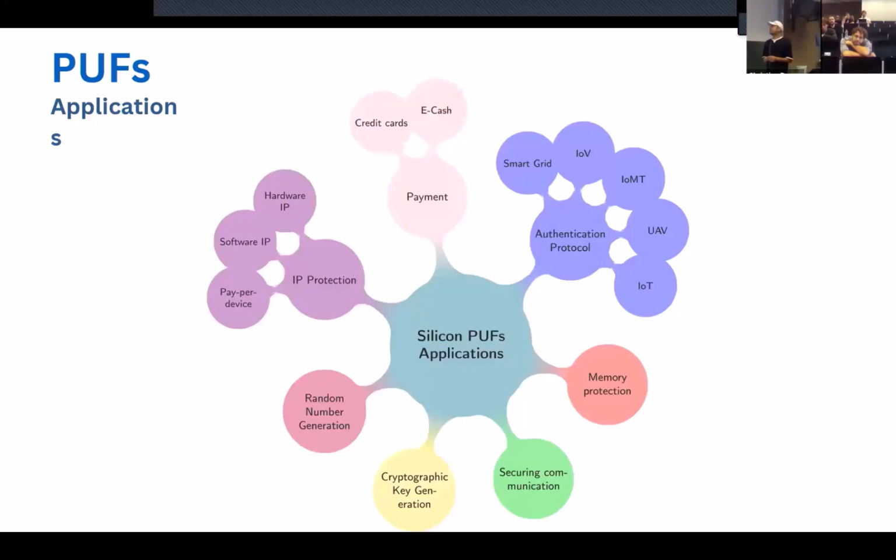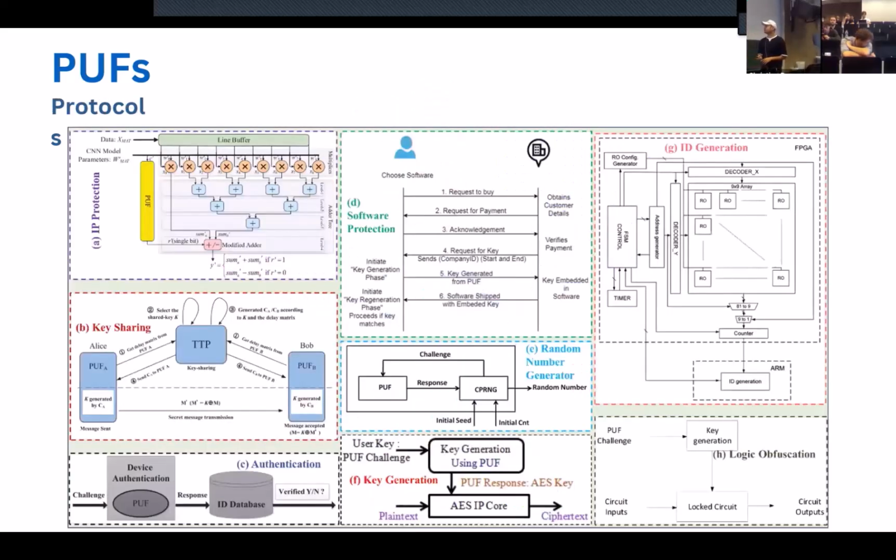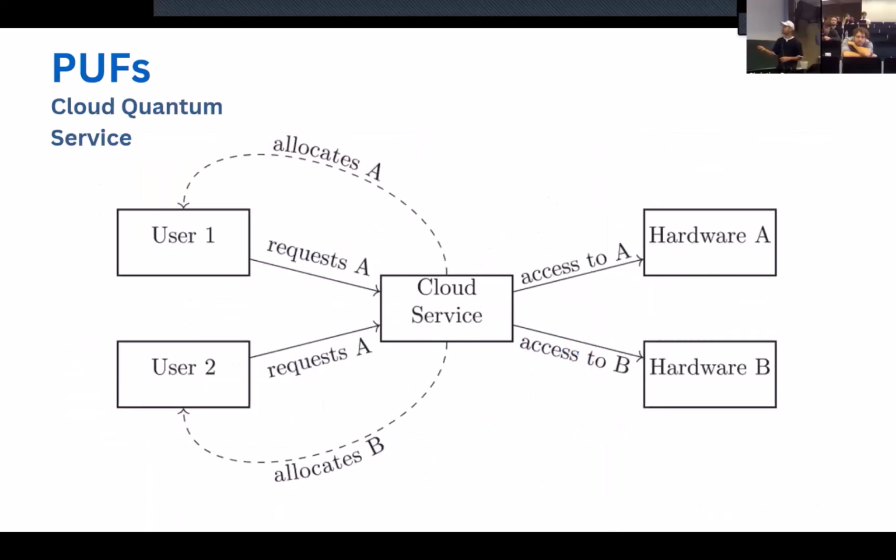So this basically solves a lot of problems that relate to random number generation, cryptographic key generation, secure storage, and IP protection. These are the protocols for how it can be used in all these scenarios, but I won't go into the details of it. I just want to introduce what a PUF is.